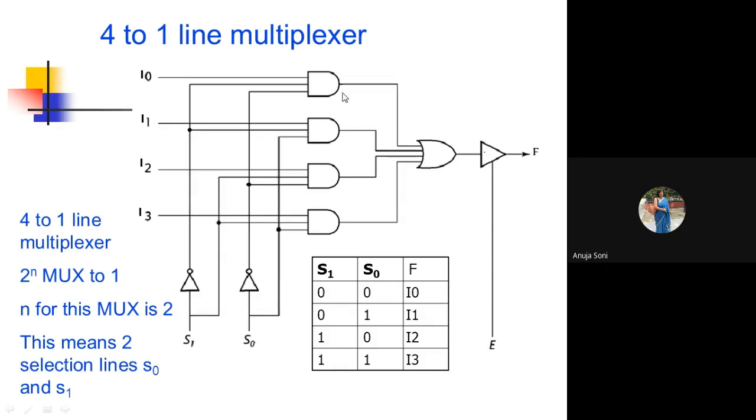Similarly, you can write down the formula for it if you want. So see, for I0 the formula will become S0 bar S1 bar, for I1 the formula is S0 S1 bar, and for I2 it is S0 bar S1. As per this formula, these lines will be connected. Accordingly, you can see in the diagram that as per the formula, these lines are being connected to this AND gate. Okay. So this way the 4:1 multiplexer works.